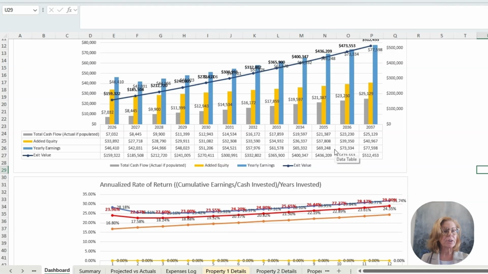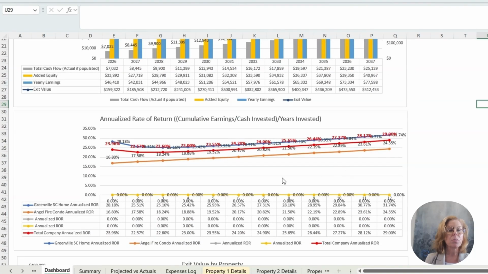Now those are yearly earnings. That's not cash flow. The cash flow is up here. Yearly earnings also includes that market appreciation and the mortgage pay down. So what's most exciting to me is an annualized rate of return. That's your cumulative earnings divided by your cash invested over your years invested. To me, that's really the most exciting number in real estate. That's something you can compare to what you would be making in the stock market.